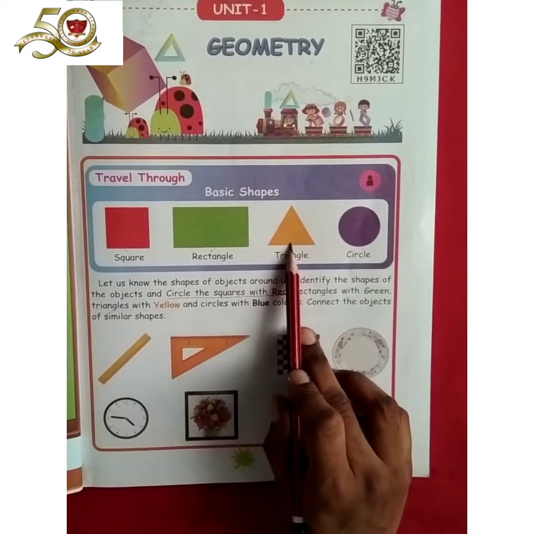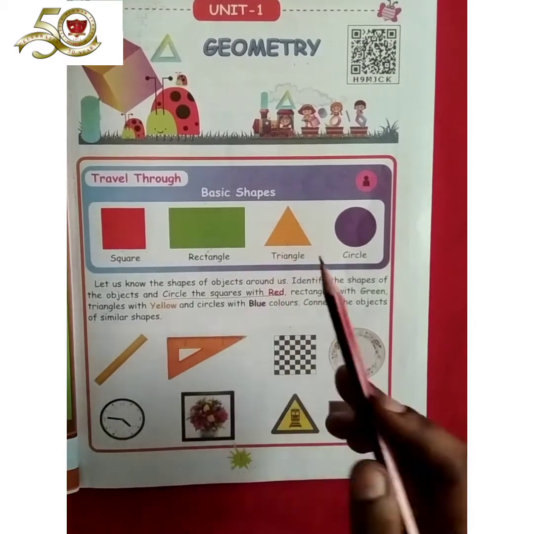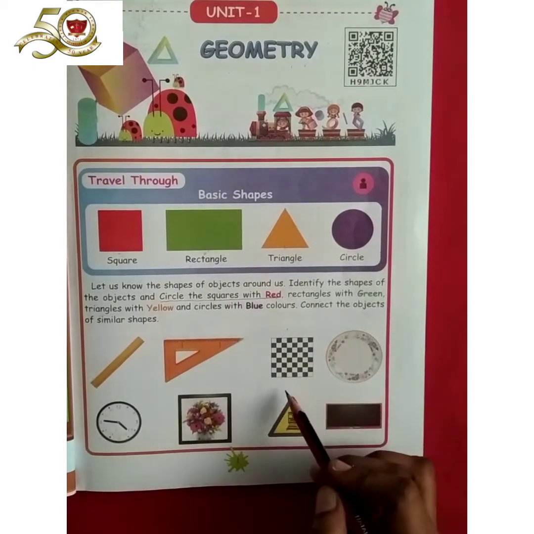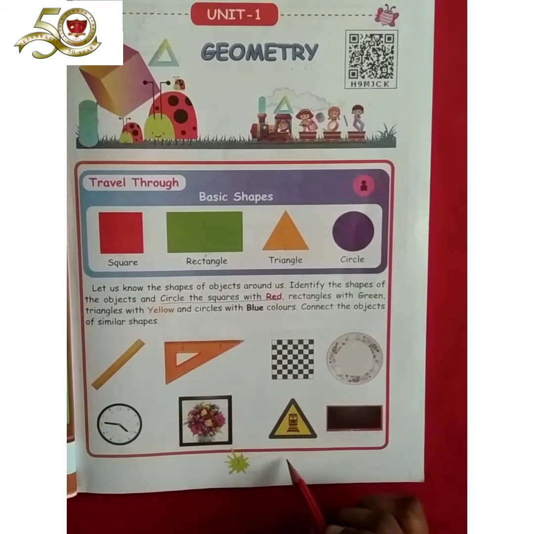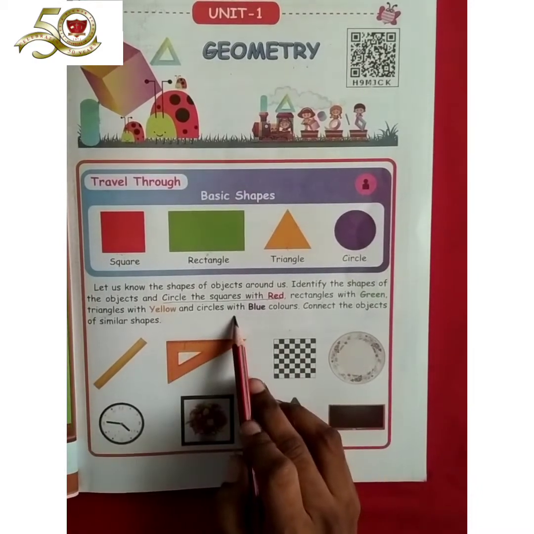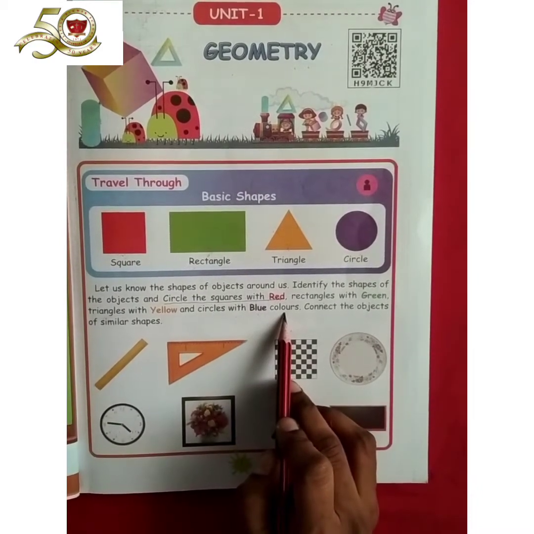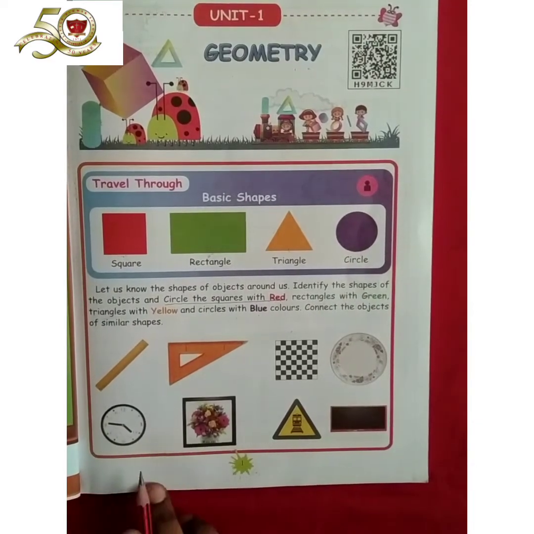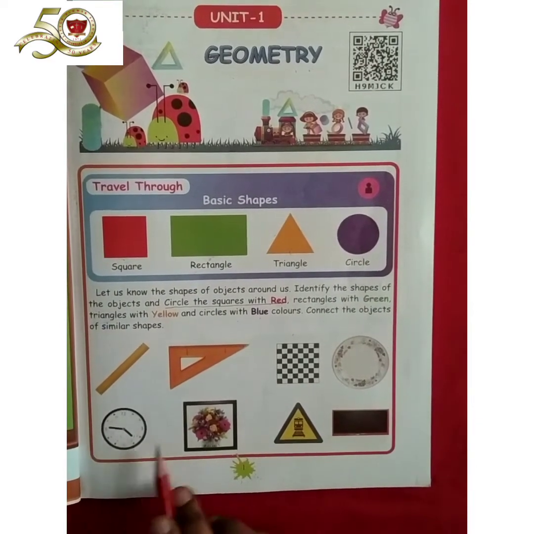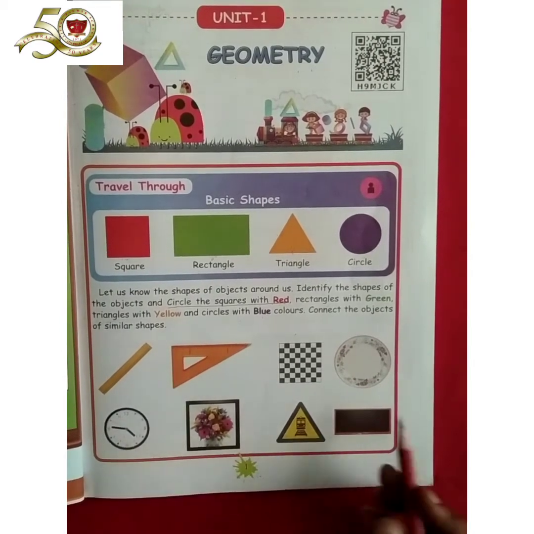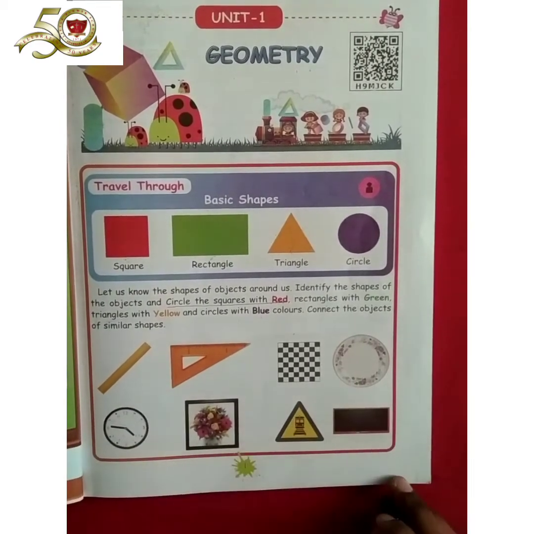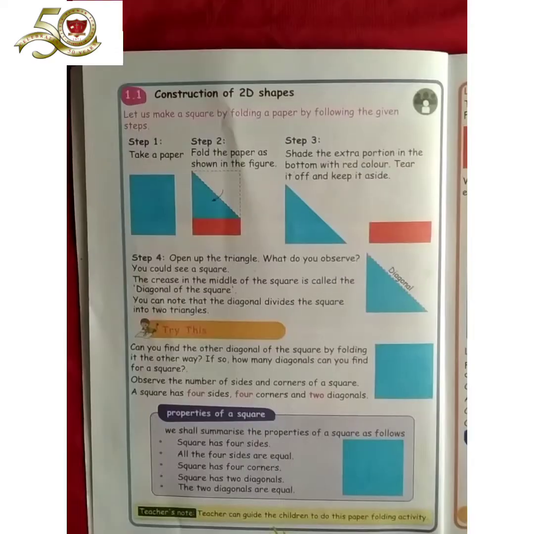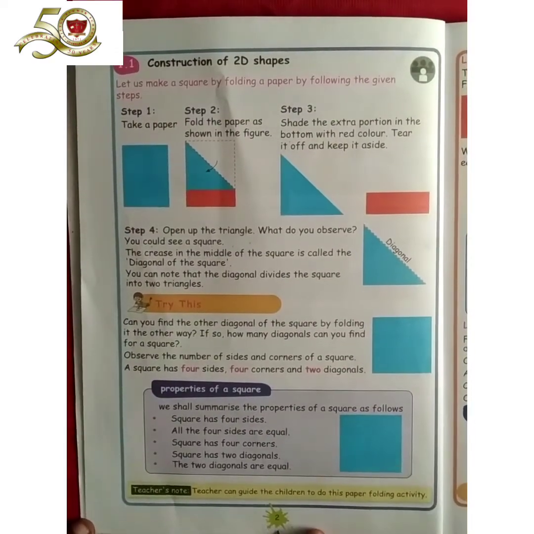Triangle is in which color? Yellow. So you have to take your yellow color pencil and circle the object which is triangle. And circle with blue color. Circle the circle with a blue color. You can see easily, you can identify which one is circle and you have to circle them with a blue color pencil. Students, please take page number 2.